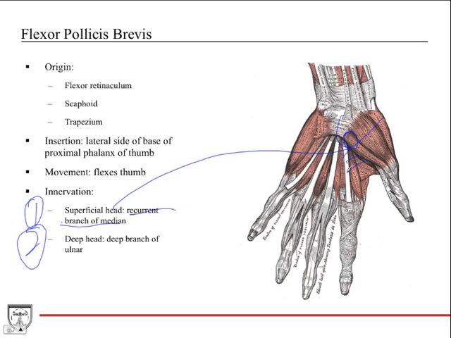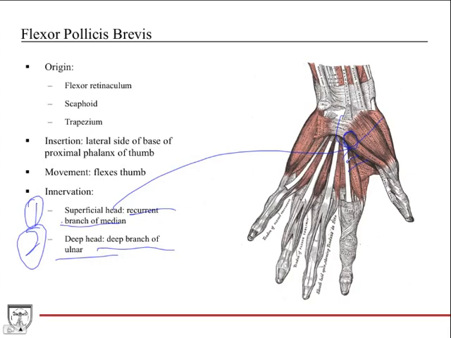The deep head goes more into the deeper part of the hand. And the deep muscles, all these deep intrinsic muscles that we'll talk about in a few slides, are all innervated by the deep branch of the ulnar nerve. So it makes sense based on the region of the muscle that you're talking about, because what's important to take away here is that the flexor pollicis brevis is a dually innervated muscle.